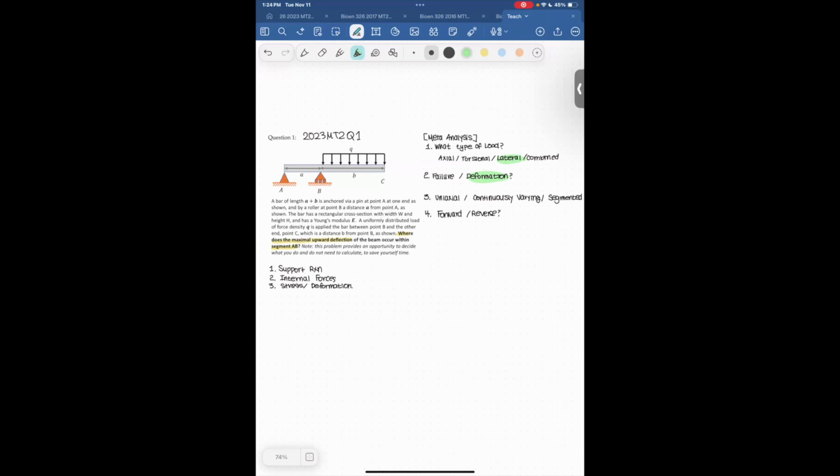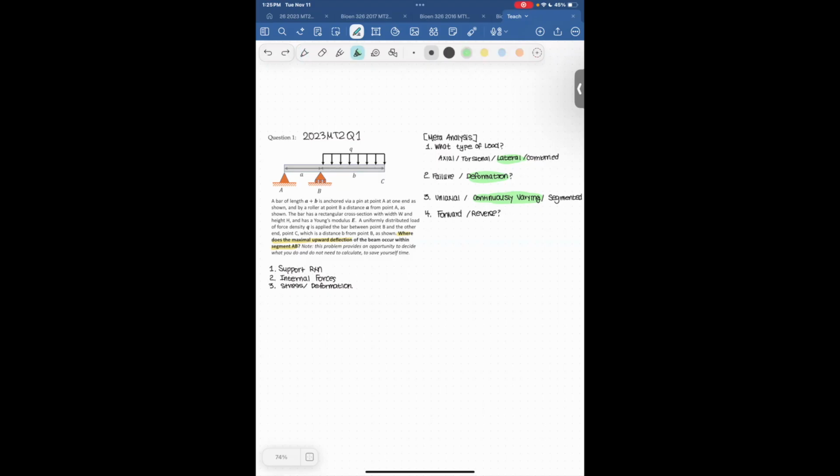And then the third one is: is this uniaxial, continuously varying, or segmented? We can technically say that this is continuously varying. You might think this is uniaxial because there's only one bar, but it's technically continuously varying because we have a distributed load on top here. And a distributed load changes, like the force changes along the x-axis. Therefore, this is continuously varying.